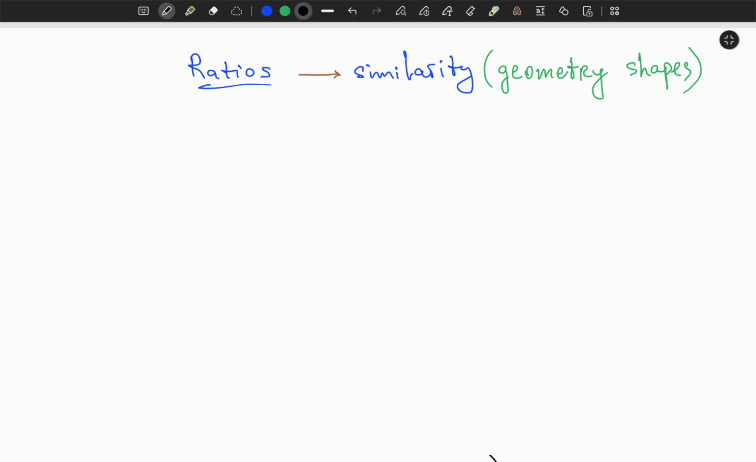Ratios are going to be a basic foundation for the similarity of geometry shapes. Okay, let's get into it. When we're talking about geometry shapes, the most important thing to start with is the lengths of the sides. We're going to choose one of the sides and work with the lengths of those sides of the shapes.